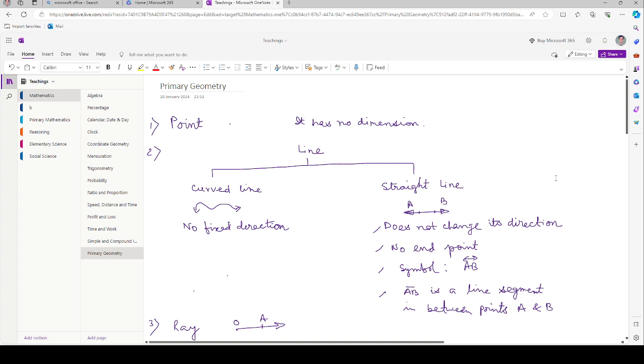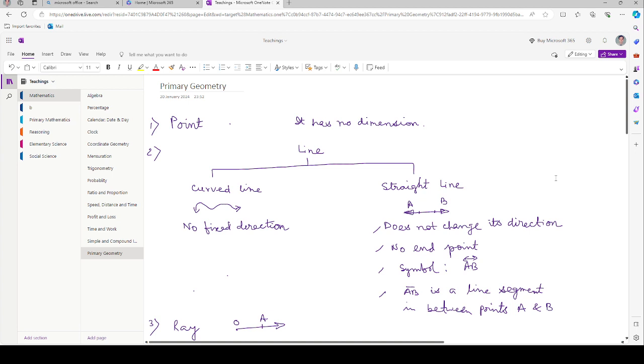Point is a fundamental geometric element with no size or dimension represented by a dot in a coordinate system. It is the basic building block for defining lines, shapes and objects in geometry. The key point is it has no dimension, that is, it has no height, no length, no breadth, etc.